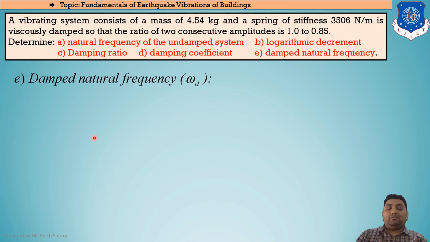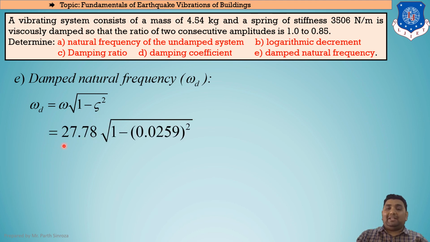The fifth case is to find the damped natural frequency, that is omega d. We derived it in the last session, that omega d was equal to omega times root of 1 minus zeta square. Omega is the natural angular frequency, omega d is the damped angular frequency. Clear? So do not get confused between these two terms. Omega is the natural angular frequency, which we have already identified in case number 1, and zeta is our damping ratio that we have already identified.